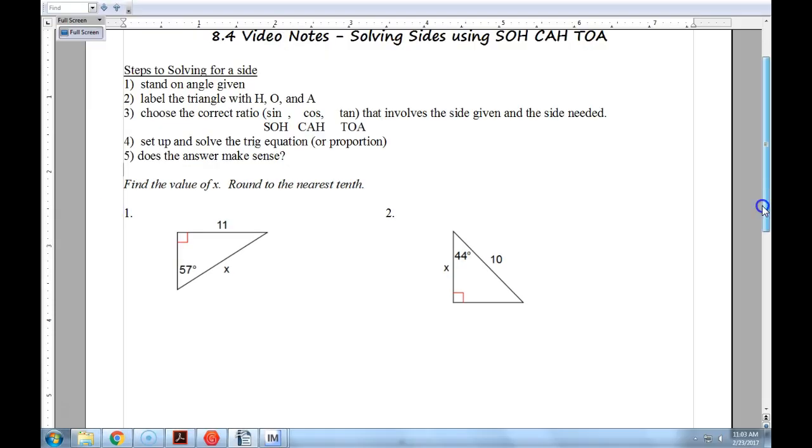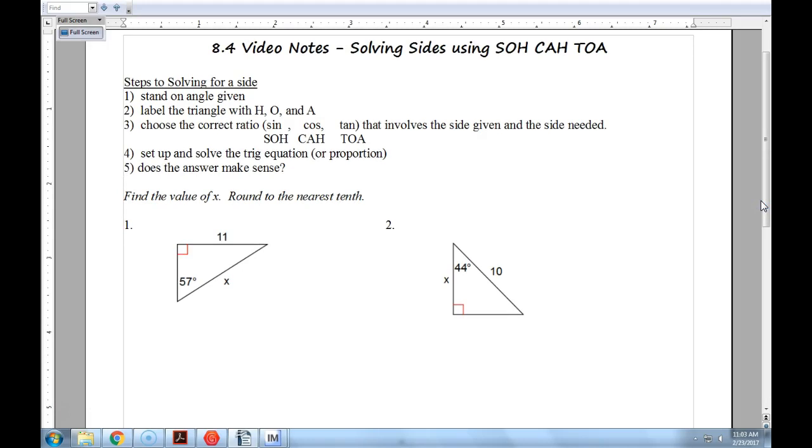All right, so up above it says steps for solving for a side. Number one, you're going to stand on the angle given. This is just the way I like to do it. Remember, this is called the reference angle or the point of view. This is kind of where you're looking from. We need to label the triangle H for hypotenuse, O for opposite, and A for adjacent. So H is going to represent the hypotenuse, O is going to be our opposite, and A is going to be our adjacent. But we'll just use H, O, and A to make our life a little easier.